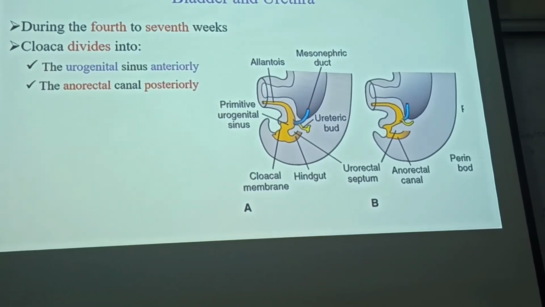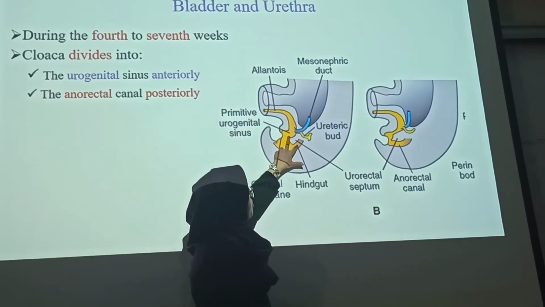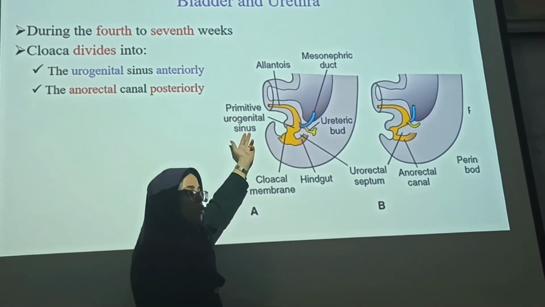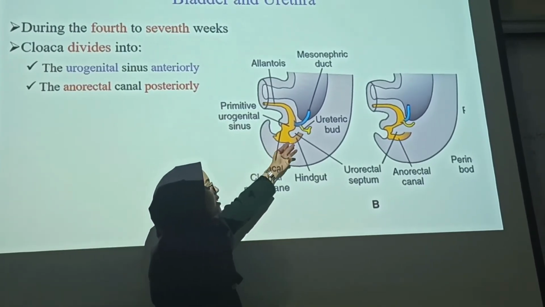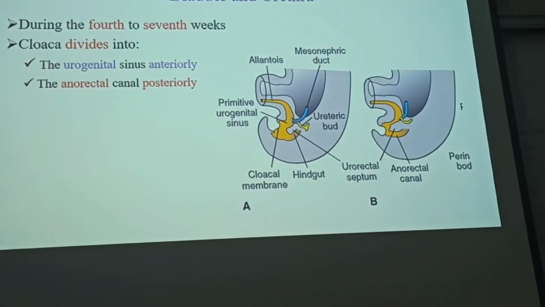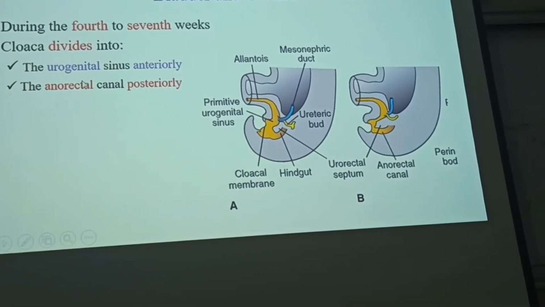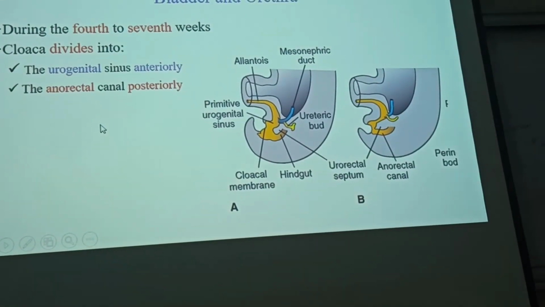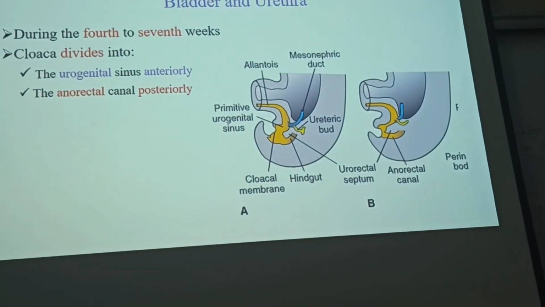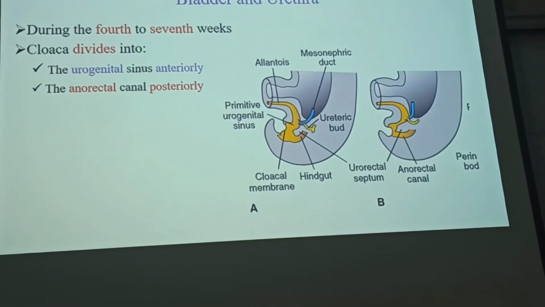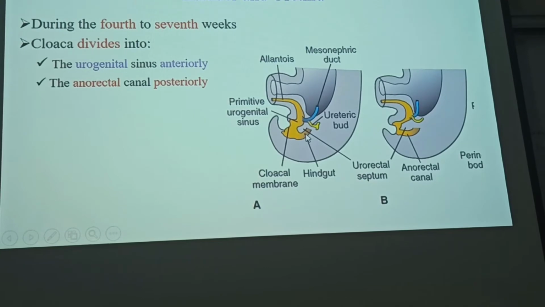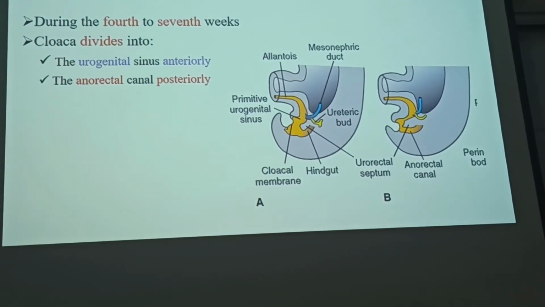The cloaca divides into two parts, anteriorly and posteriorly. Anteriorly the urogenital sinus, and posteriorly the anorectal canal. Okay? The pelvic part divides into urogenital sinus anteriorly and anorectal canal posteriorly. Okay? In this session, we focus on the urogenital sinus, just the urogenital sinus. The urogenital sinus is here, and this is the anorectal canal.